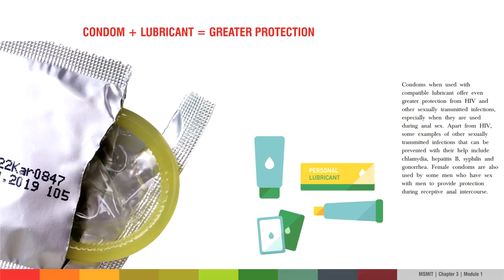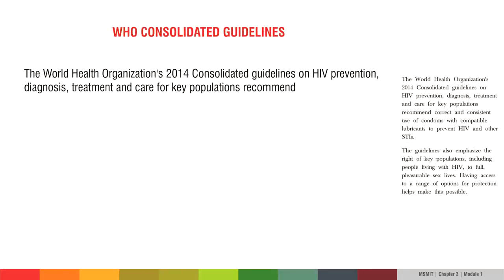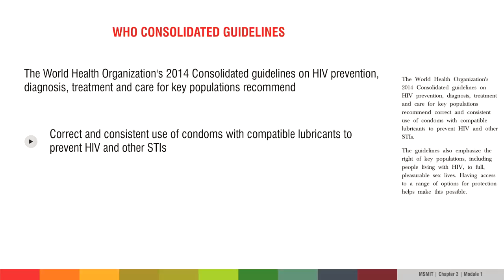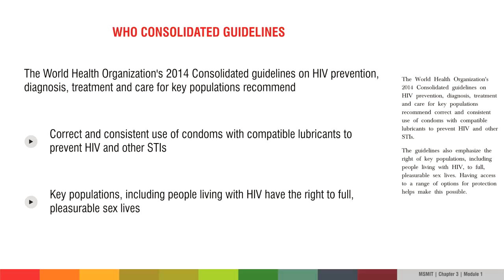Female condoms are also used by men who have sex with men to provide protection during receptive anal intercourse. The World Health Organization's 2014 Consolidated Guidelines on HIV Prevention, Diagnosis, Treatment and Care for Key Populations recommend correct and consistent use of condoms with compatible lubricants to prevent HIV and other STIs. The guidelines also emphasize the right of key populations, including people living with HIV, to full, pleasurable sex lives. Having access to a range of options for protection, including condoms and lubricants, helps make this possible.